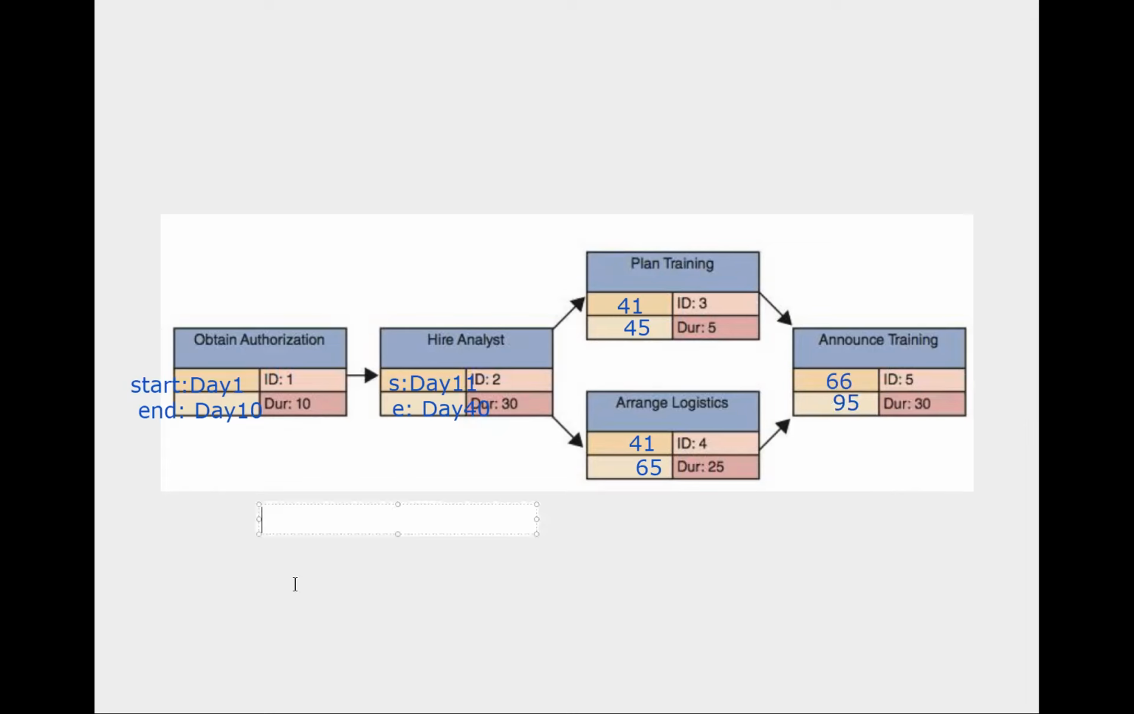So the total project time is 95 days, right? Are you in agreement with me? What do you think? So our whole project will take 95 days, starting from obtain authorization, hire analysis, plan training, arrange logistics, and announce training. So it will take 95 days.